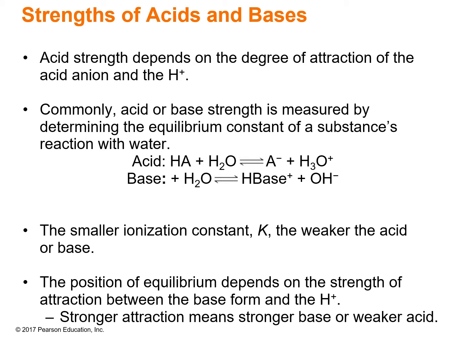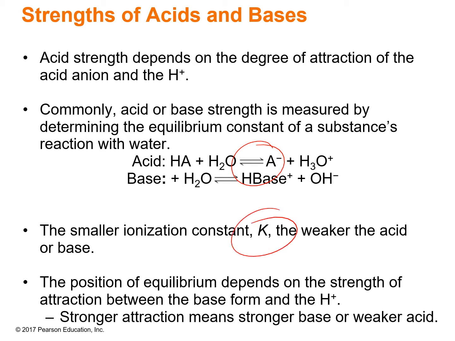Acid or base strength is therefore, because remember, we're always dealing with equilibriums in these types of scenarios, going to be measured using the equilibrium constant of a substance's reaction with water. So the first step in determining the acid or base strength is to take that acid or base, combine it with water, and determine the equilibrium constant of that equilibrium reaction. When you have that reaction, you can solve for the equilibrium constant expression. This will help you solve for K.